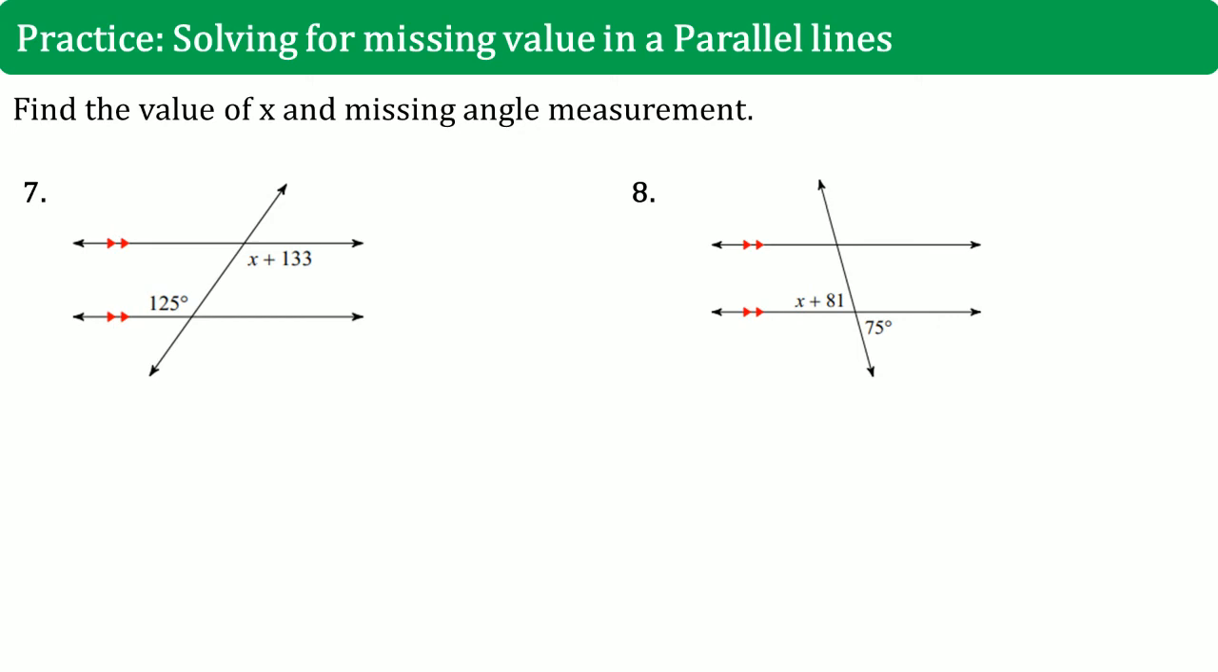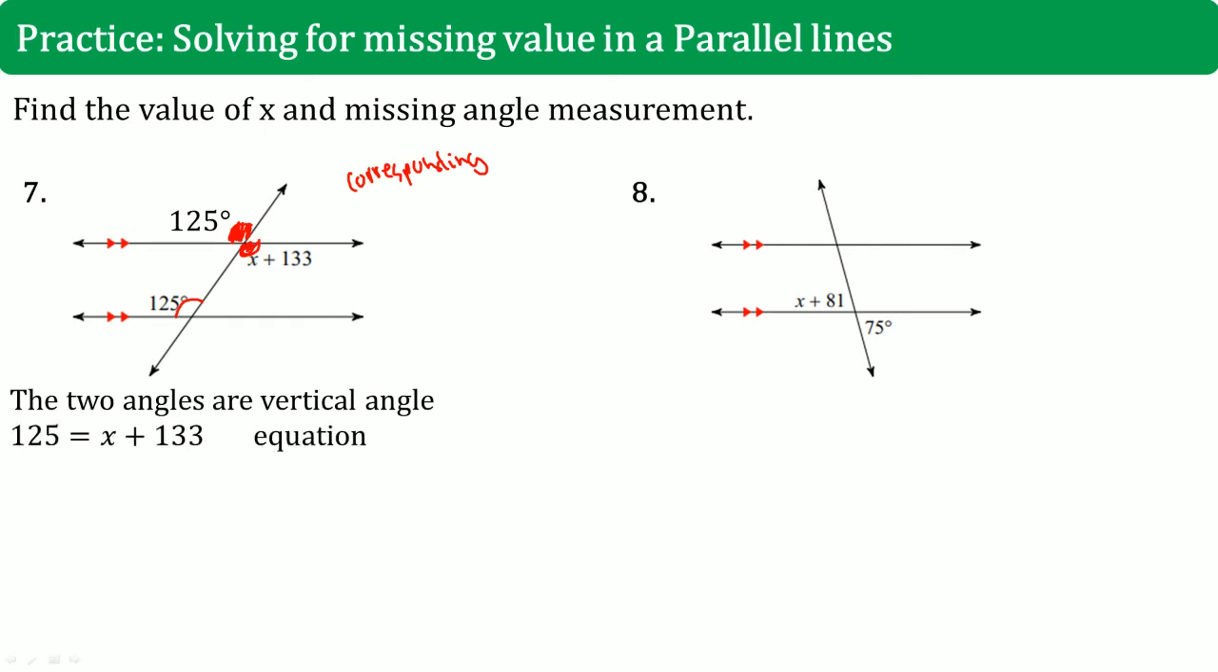So the first one, I'm going to set up an equation. I know that this angle is 125, so this also has to be 125. And this is because of corresponding angles. Then we can now solve for it because we know that this angle of 125 and this angle are vertical angles. And vertical angles are congruent.